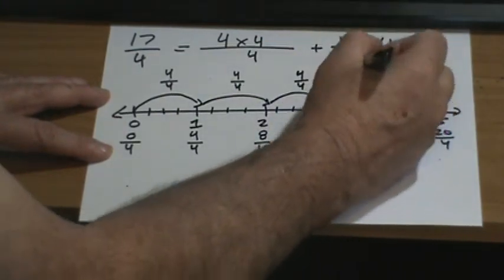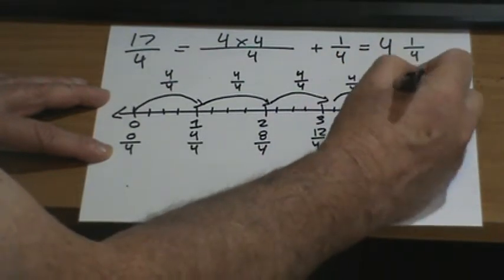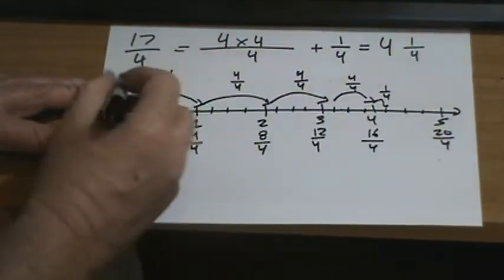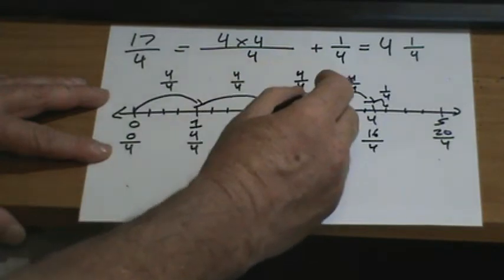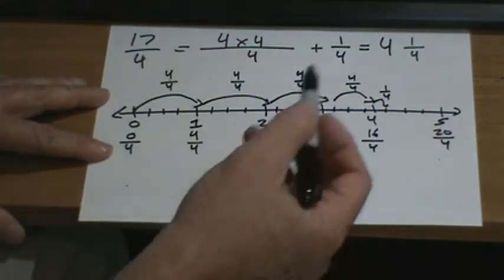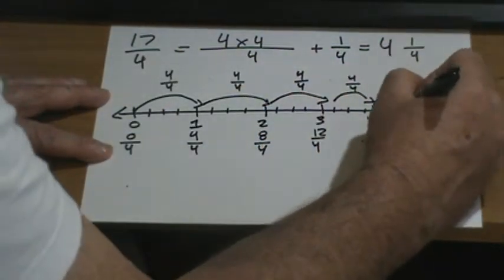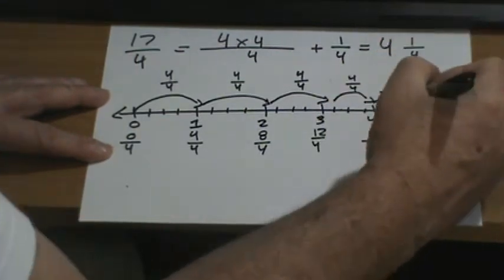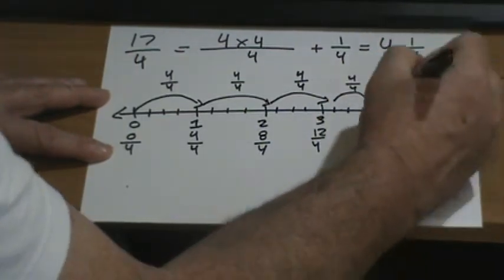4 times 4 fourths. And then we add on one more 1/4. See how that equals? 4, 8, 12, 16, 17. 17 fourths. What's it going to equal? Look right here. 4 and 1/4, or 17 fourths.